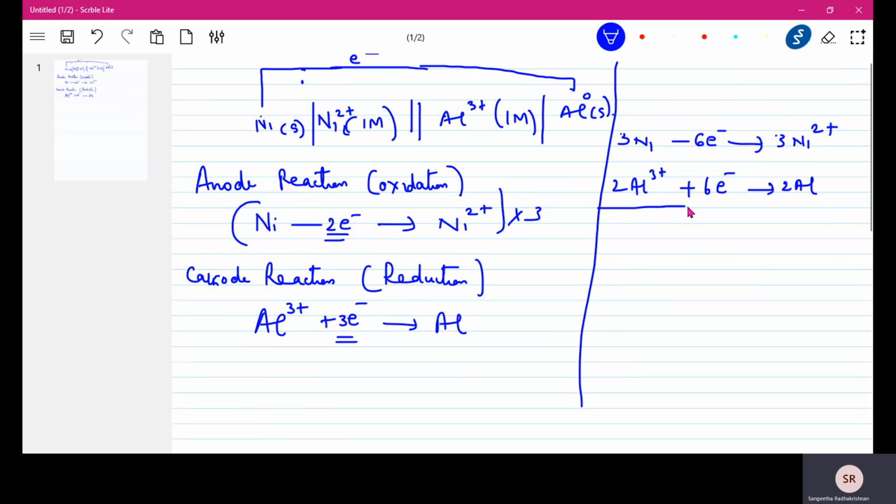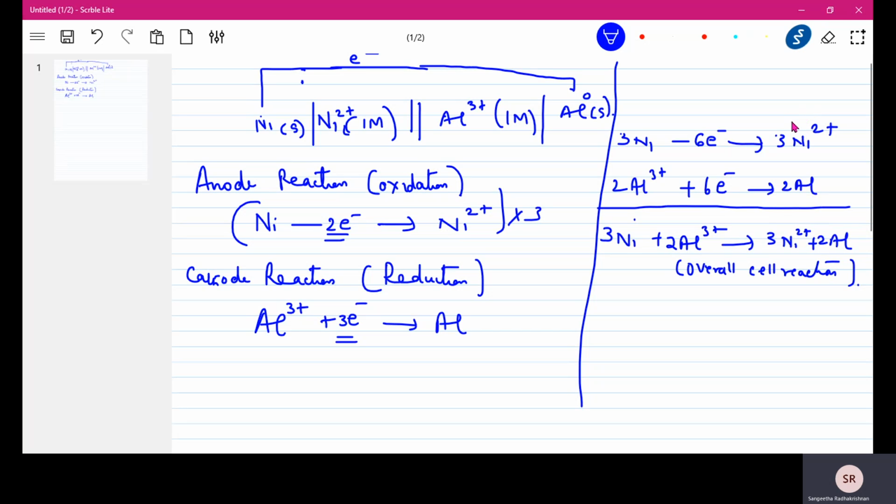And then I add for the overall reaction. You know that minus 6 electrons plus 6 electrons will get cancelled. So I get 3 nickel plus 2 Al3 plus giving me 3 Ni2 positive plus 2 Al. This is the overall cell reaction. Okay, so that is how you write the cell reaction. Practice a few more. Okay, that's it. Thank you.